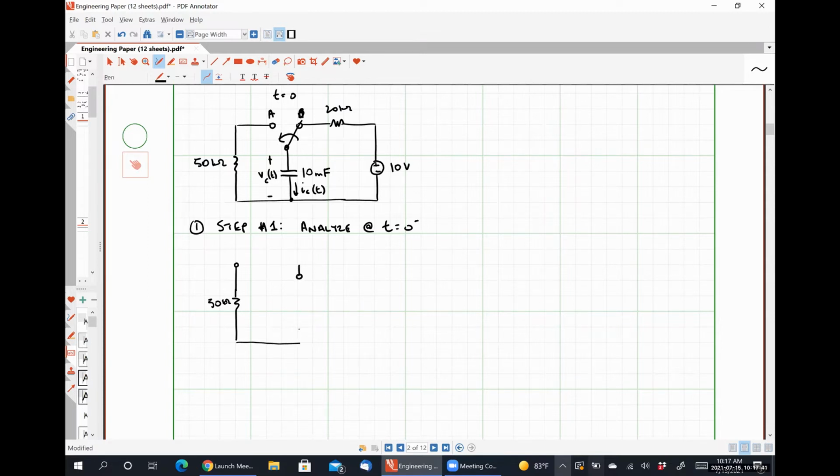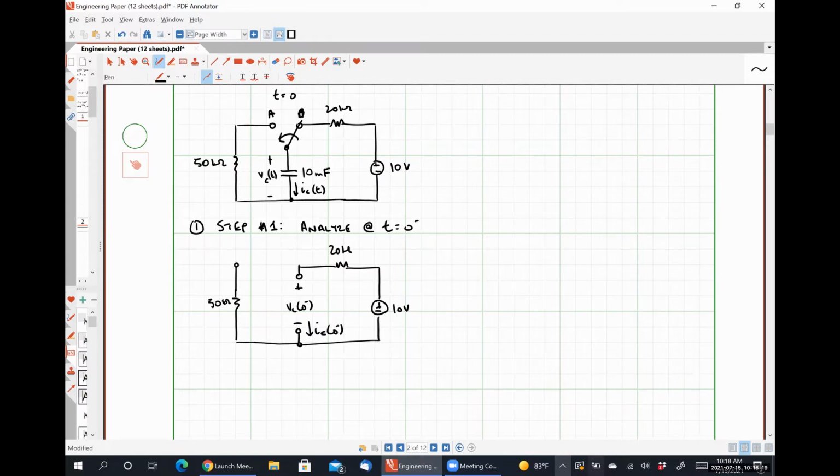Then we're going to have our capacitor, and our capacitor is being represented by an open circuit because we're at DC steady state. So this is our capacitor voltage VC at 0 minus. Here's our capacitor current IC at 0 minus. Then we have our 20 kilo ohm resistor and our 10 volt source.